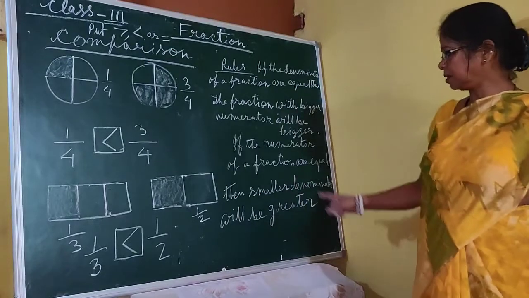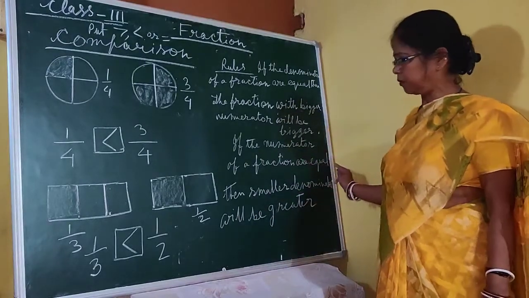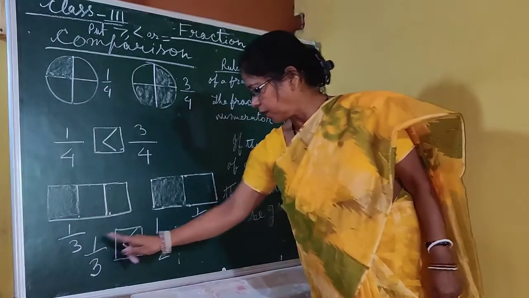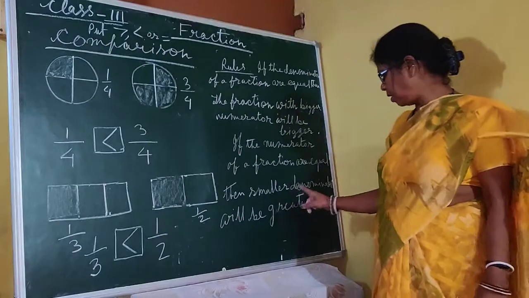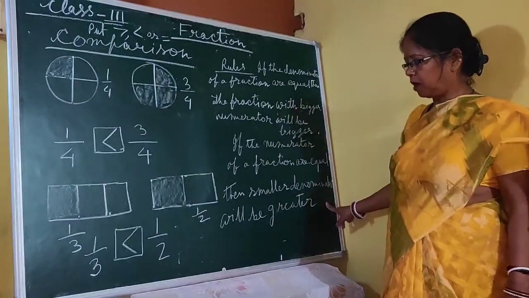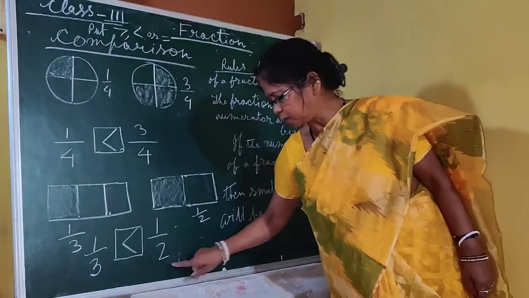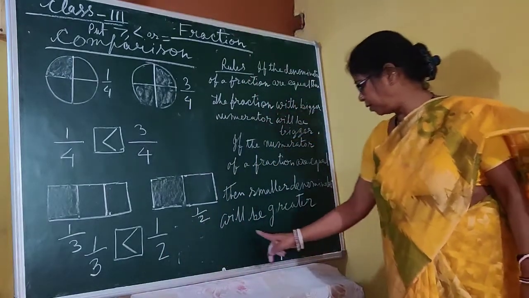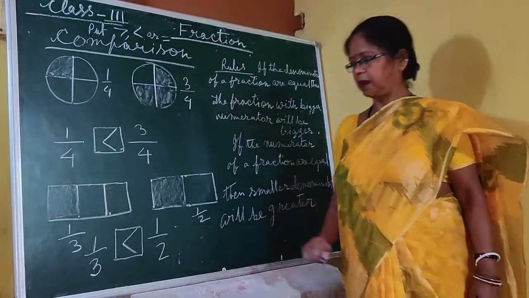Now, see the rule: if the numerators of fractions are equal, then the smaller denominator will be the greater. Comparing 3 and 2, 2 is smaller. Smaller denominator will be the greater.